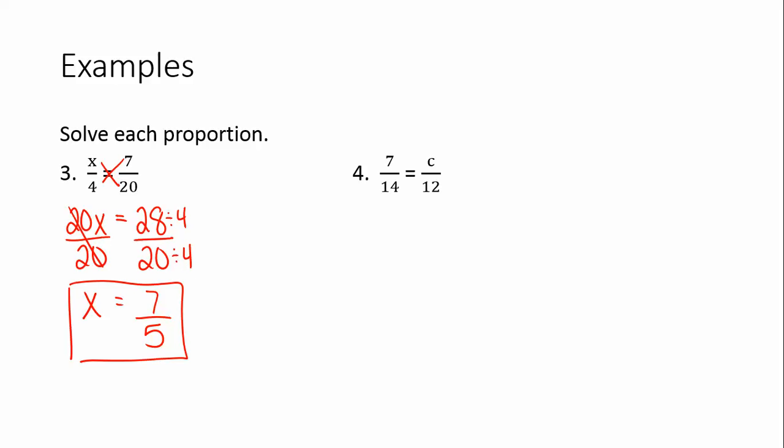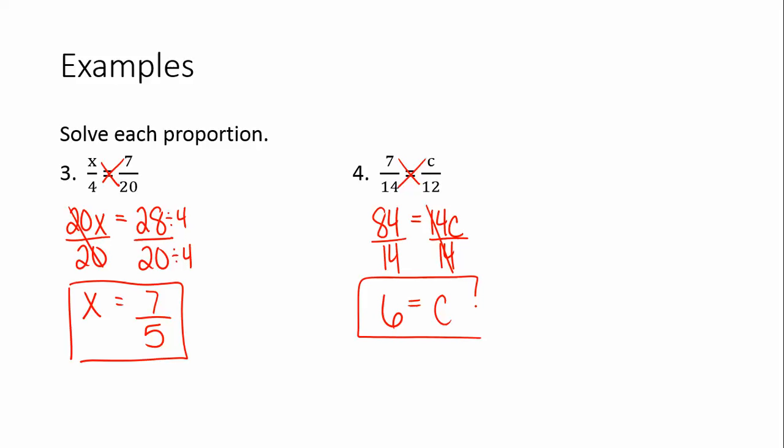On number 4, we have 7 over 14 equals C over 12. When we cross multiply, 7 times 12 is 84. So we get 84 equals 14C. It doesn't matter if you do 84 equals 14C or 14C equals 84, you'll get the same answer. So we divide both sides by 14. And 84 divided by 14 is 6. So C equals 6. Hopefully you like solving these. I think that they're pretty simple, pretty basic, because they end up being just a one-step equation.